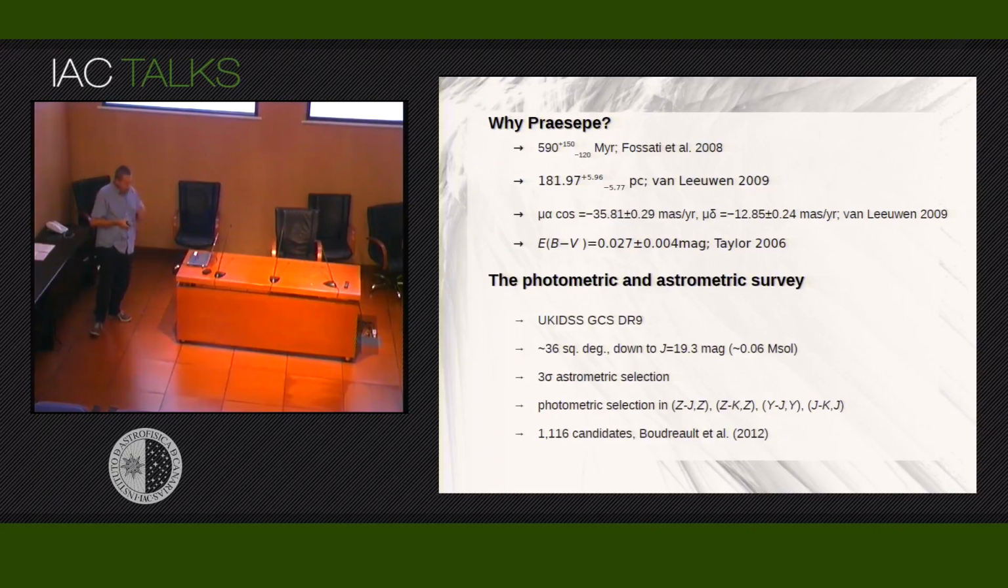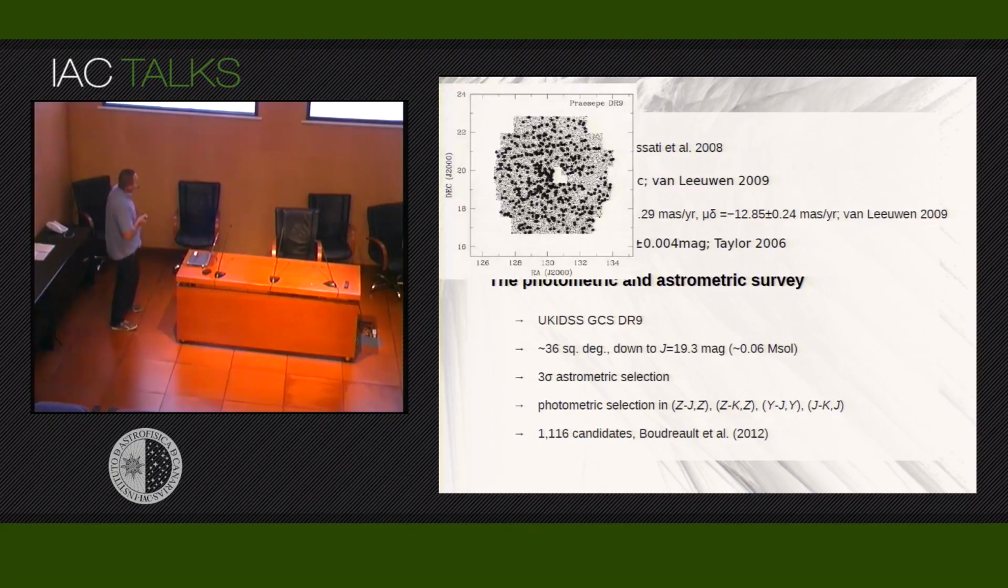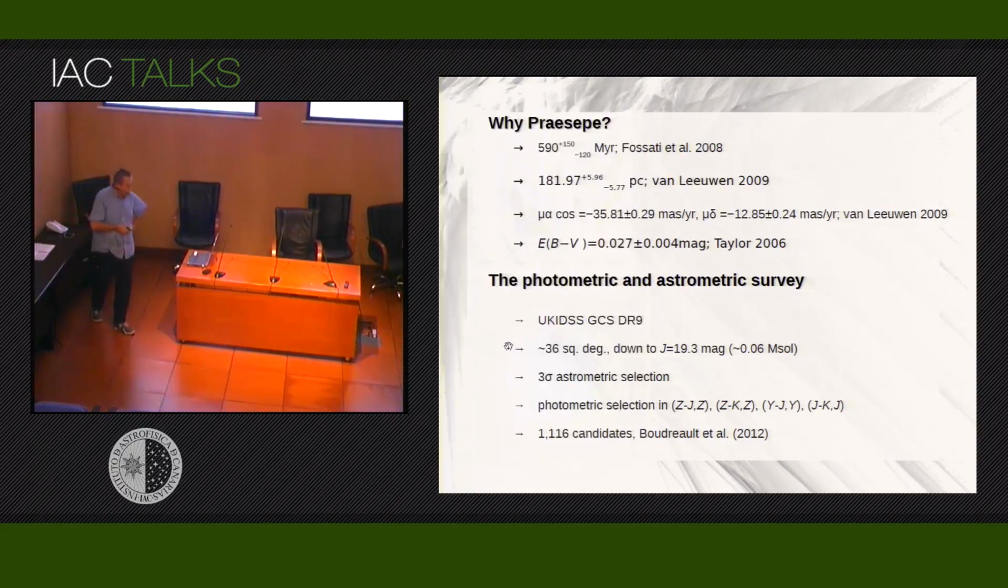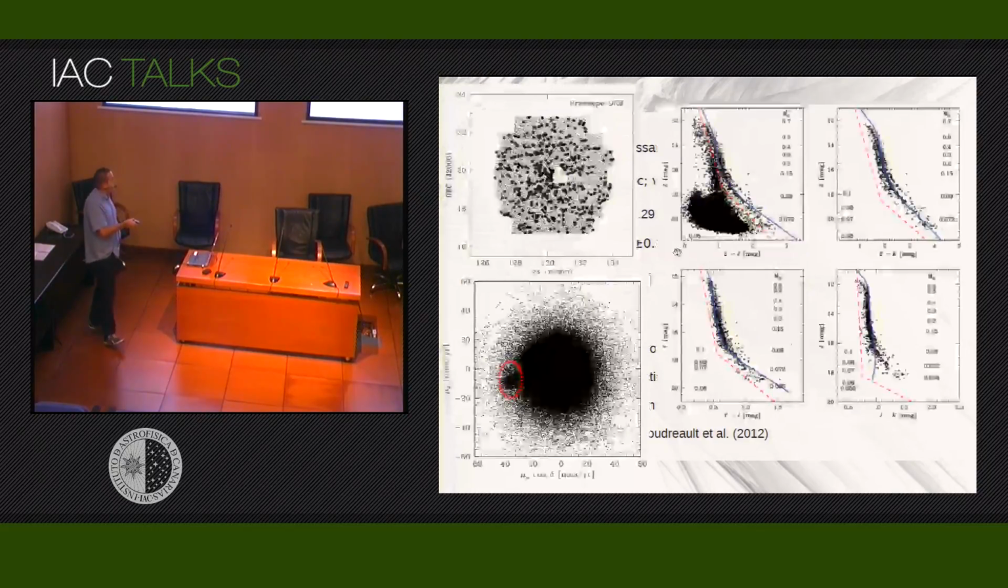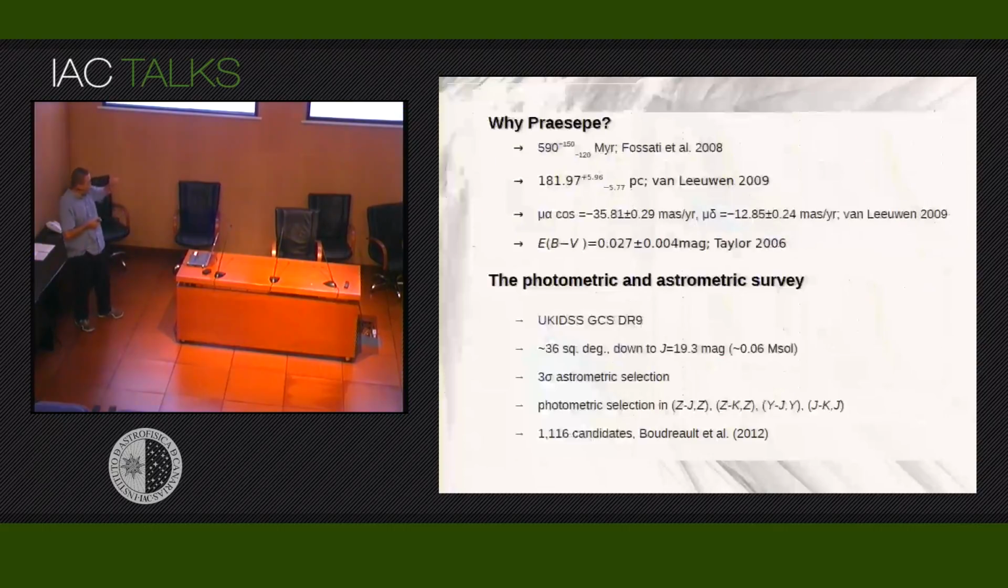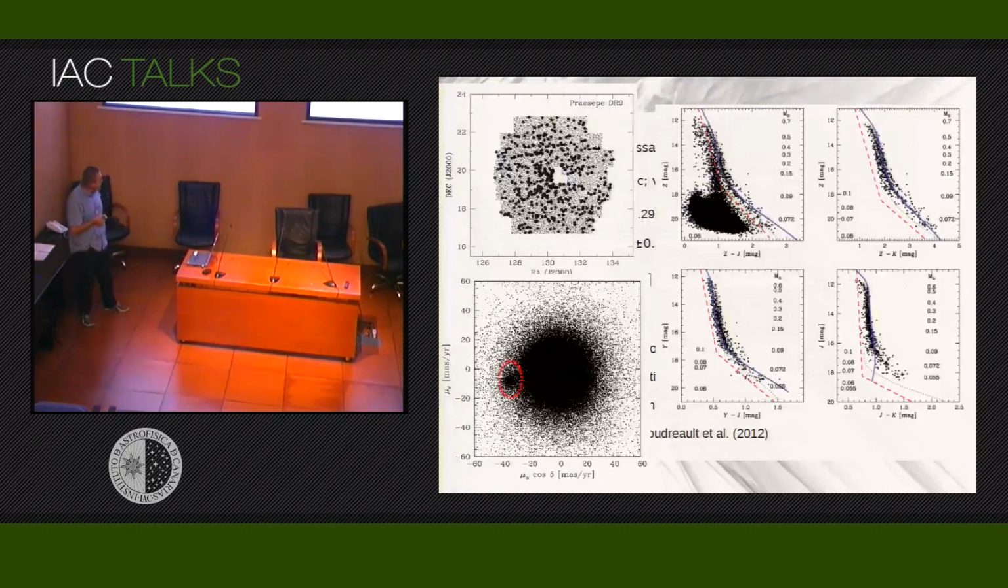So our survey was using UKIRT data, the Galactic Cluster Survey, data release 9. The total coverage was 36 square degrees, and we were going down to 19.3 magnitude. In solar mass, that's roughly 0.06 solar mass. We did an astrometric selection, as I've mentioned previously, of 3 sigma around the location of the cluster. We also performed a photometric selection in 4 different color-magnitude diagrams, in which we took everything that was 3 sigma bluer than the sequence and everything redder. From this, we had 1,000 candidates, and this was presented in a publication last year.